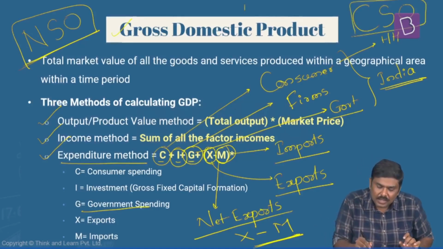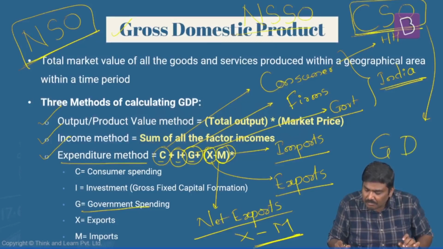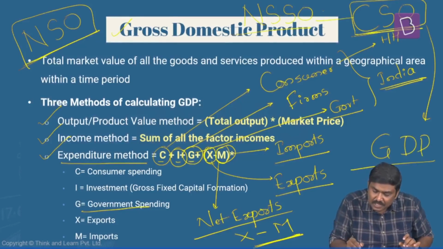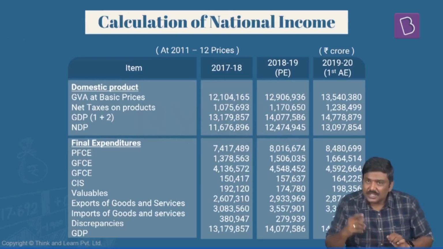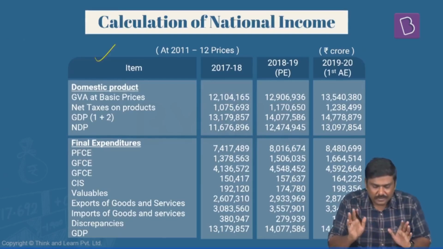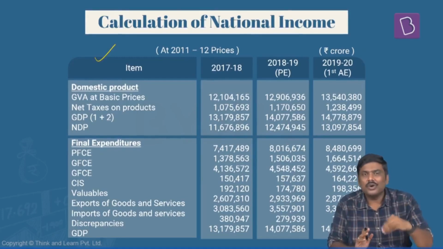Earlier, there were two organizations, NSSO, National Sample Survey Organization, and the CSO. CSO used to publish the GDP data, but the Government of India has merged both of them, and the new entity is NSO. I've just given a particular table for reference here. You do not have to mug up any of these numbers. I just want you to understand how NSO will publish the data.